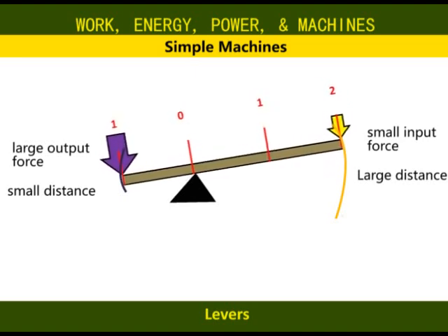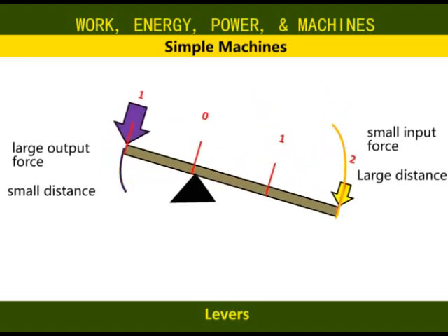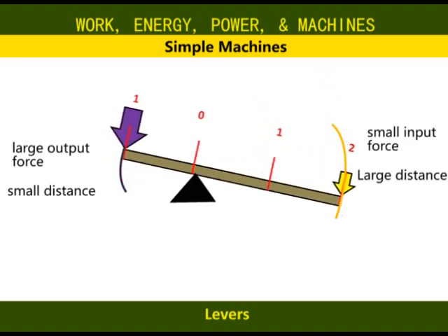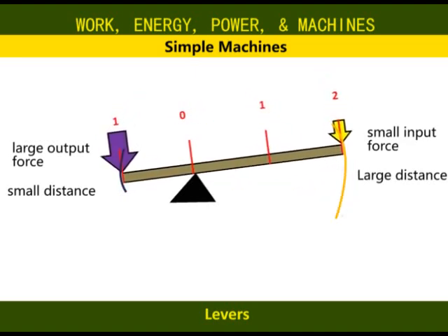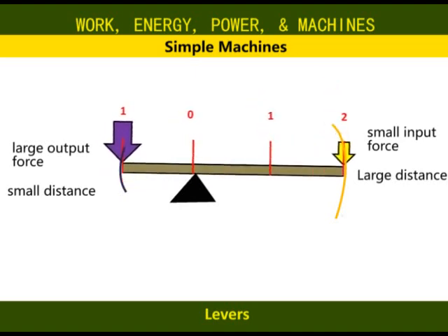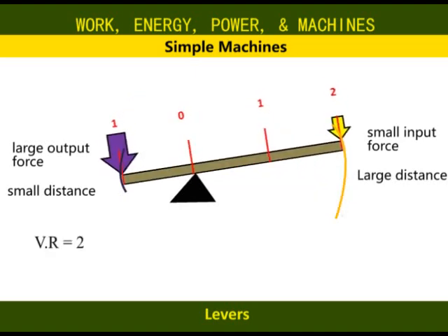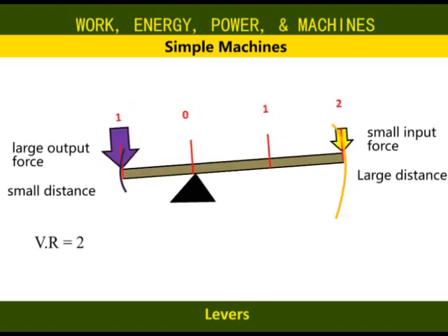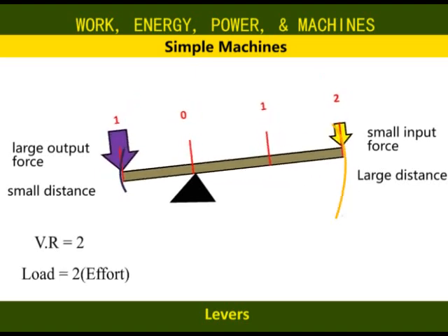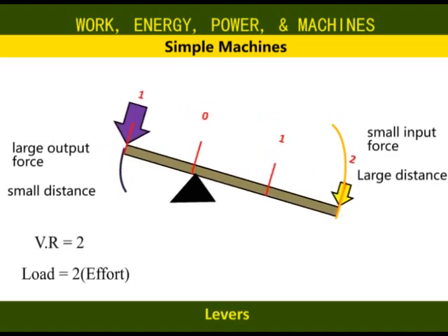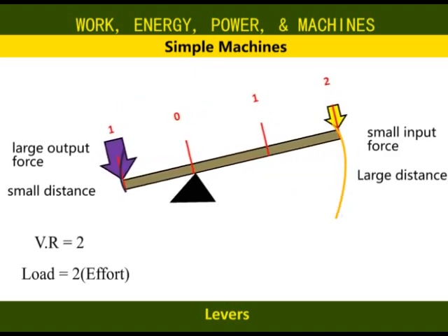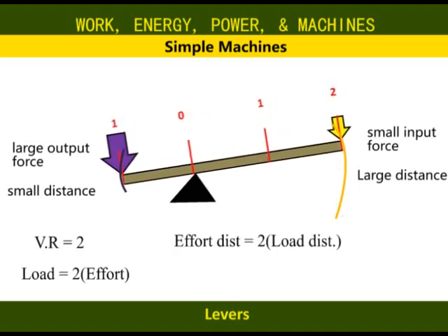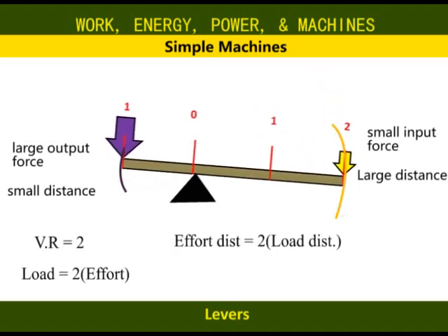For example, in this lever, the effort is 2 units from the fulcrum, while the load is 1 unit from the fulcrum. In this case, the velocity ratio is 2 over 1 or 2. In this lever, the effort applied will be able to generate twice that force on the load. But at what cost? Distance. The effort will have to move twice the distance moved by the load.